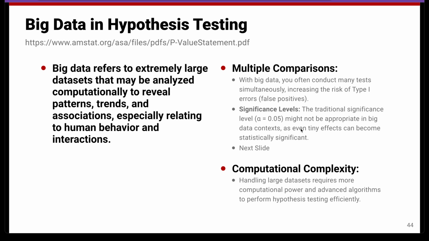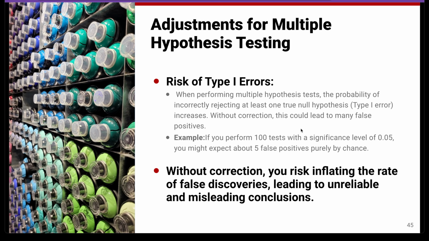Also with multiple tests, and I know I have another slide with that here. Yeah, we'll deal with this here real quick. When performing multiple hypothesis tests, the probability of incorrectly rejecting at least one true null hypothesis, type 1 error, increases. Without correction, this could lead to a false positive. Now, what do you mean? So if you perform 100 tests, okay, so I test 2 or 3 of the different Obama things. I perform 100 tests with a 0.05 p-value, significance level. You can just naturally expect that I will get 5 false positives by chance. So I'll have a type 1 error 5% of the time just naturally.